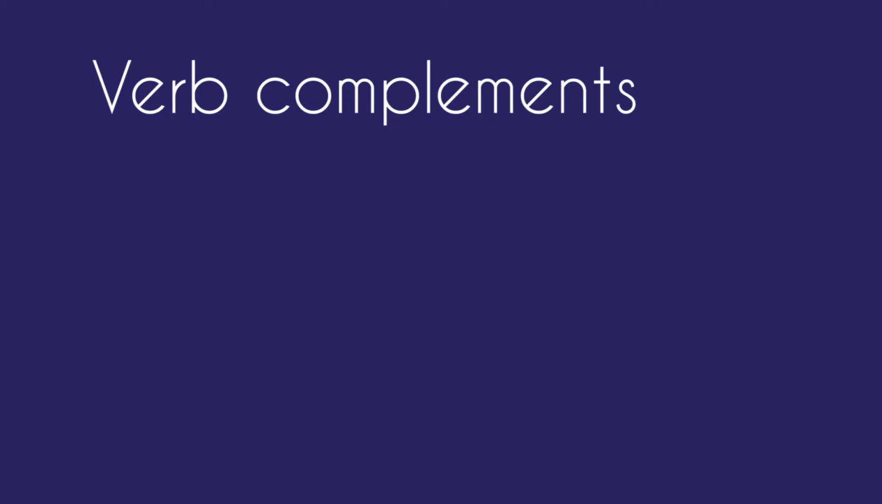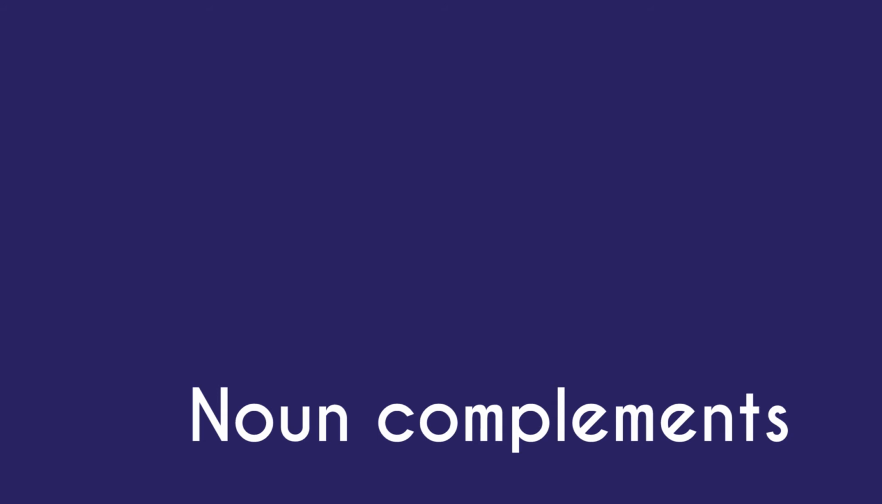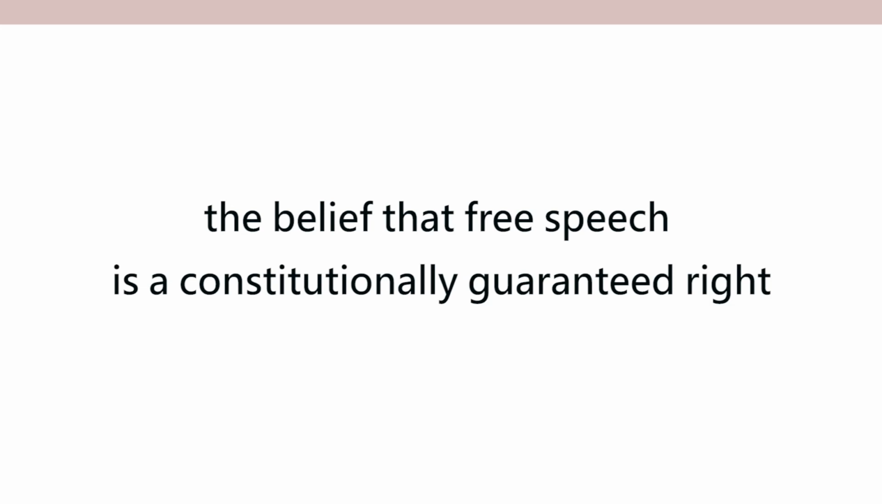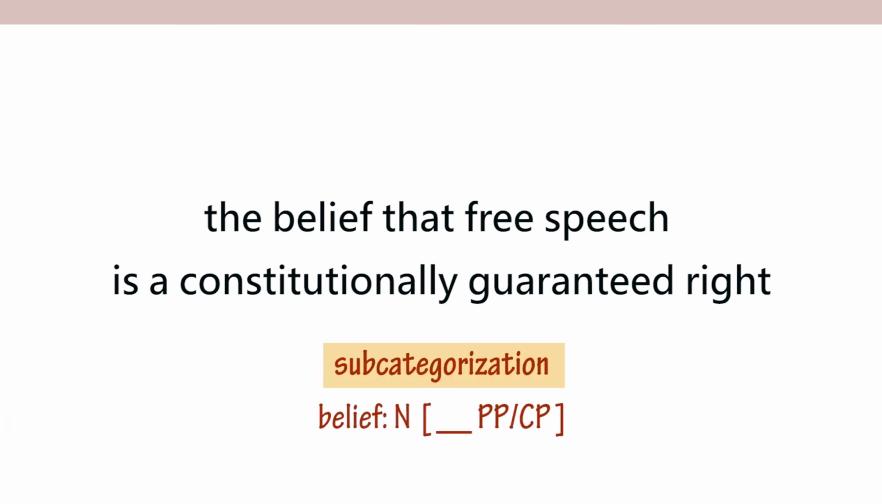So all of the complements that I mentioned so far were about verbs, but complements are not just about verbs. For example, if I say the belief, you kind of might feel that the belief in what? So if I say the belief in free speech, here the noun phrase, the belief, selects a prepositional phrase as complement. So I can't just say the belief, I need to say the belief in something. Or you need a complementizer phrase, the belief that free speech is a constitutionally guaranteed right. So what is the subcategorization frame for belief? This is the underline that shows where the belief would sit. And then it should be followed by PP or CP.